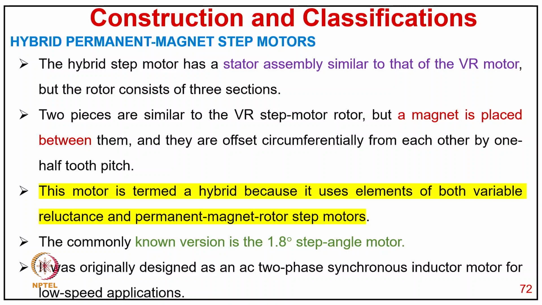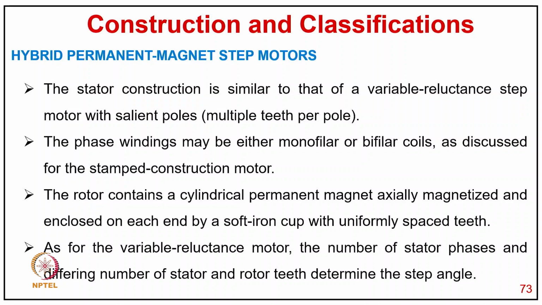This is quite popular, and it was originally designed as an AC type synchronous induction motor for low speed application. Now the stator construction is similar to that of the variable reluctance type motor, with salient poles, multiple teeth per pole, and the phase windings may be either monopolar or bipolar coils, as I discussed for the stem construction motor. The rotor contains a cylindrical permanent magnet, axially magnetized and enclosed on each end by a soft iron cup with uniformly spaced teeth. As for the variable reluctance motor, the number of stator phases and the differing number of stator and rotor teeth determine the step angle.